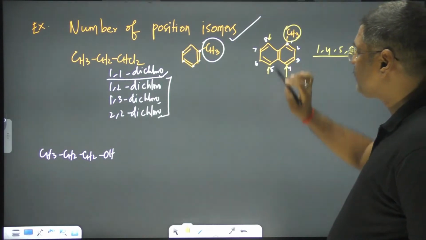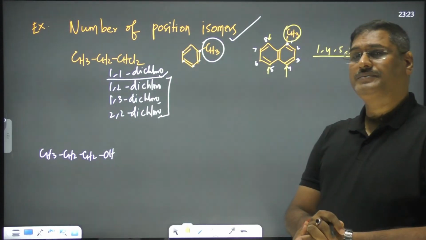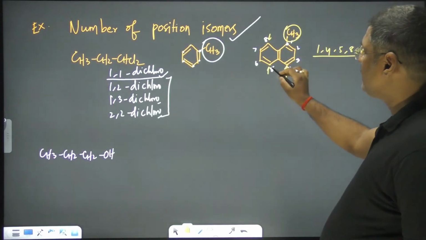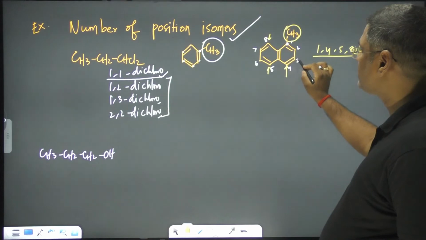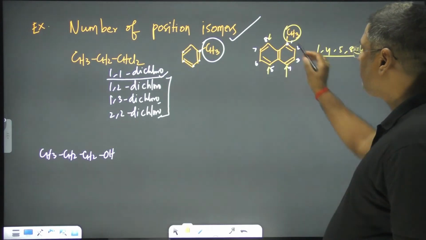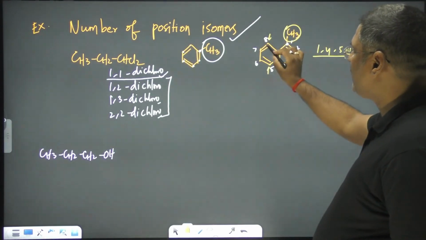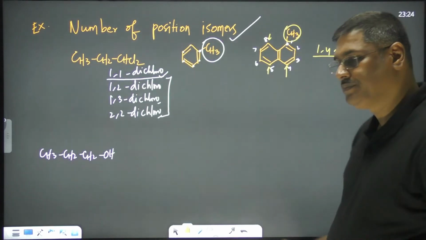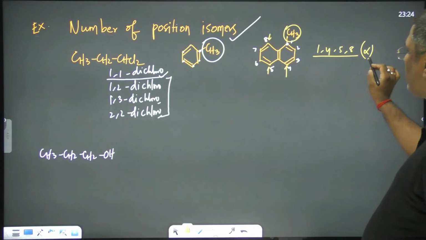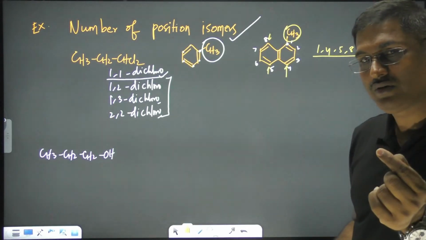If you keep it on the 5th position, then also you say 1-methyl. If the methyl group is here, then this is 1, this is 2, 3, 4, 5, 6, 7. If it is on the 8th place, then this is 1, 2, 3, 4, 5, 6, 7, 8. So all these places are equivalent, and this set means 1.